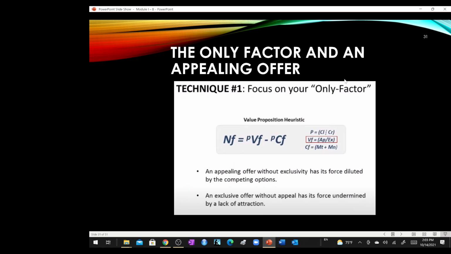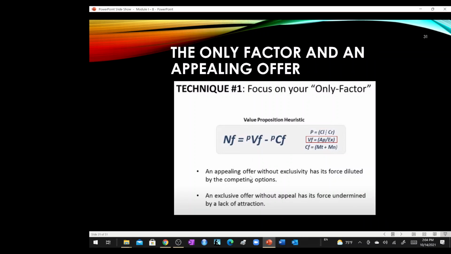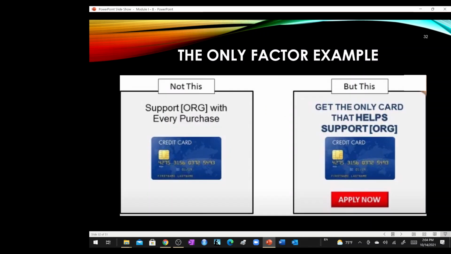The only factor and the appealing offer. Very important: the appealing offer without exclusivity has its force diluted by the competing options. This is what I talked about also in the previous video. Also, an exclusive offer without the appeal has its force undermined by a lack of attraction. So it's exclusive, but there's no appeal from my side, so I'm not attracted to it. There is an appeal, but it's not exclusive. It's a little bit weakened, a little bit diluted by other competition. So the only factor example, meaning you need to tell me why you, and also make me feel special, that this is only for me, and also make me understand why you, unique selling point, so that I won't go to the competitor.